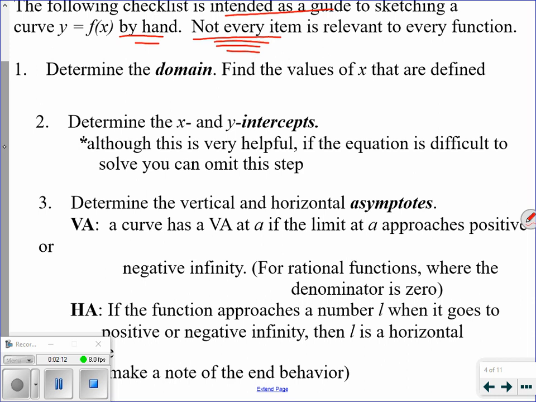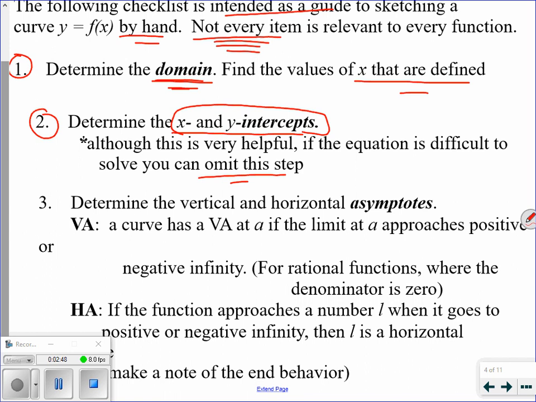I don't always do number 1, but I try to stick with it, and that's determining the domain. So finding where x is defined, and that's mostly applicable for today, where we're talking about asymptotes and stuff like that, so where x cannot be equal to. Number 2, I usually try to do, determine x and y intercepts. Although this is very helpful, if the equation is too difficult to solve, then you can omit this step. But I usually try to find the x and y intercepts as well.